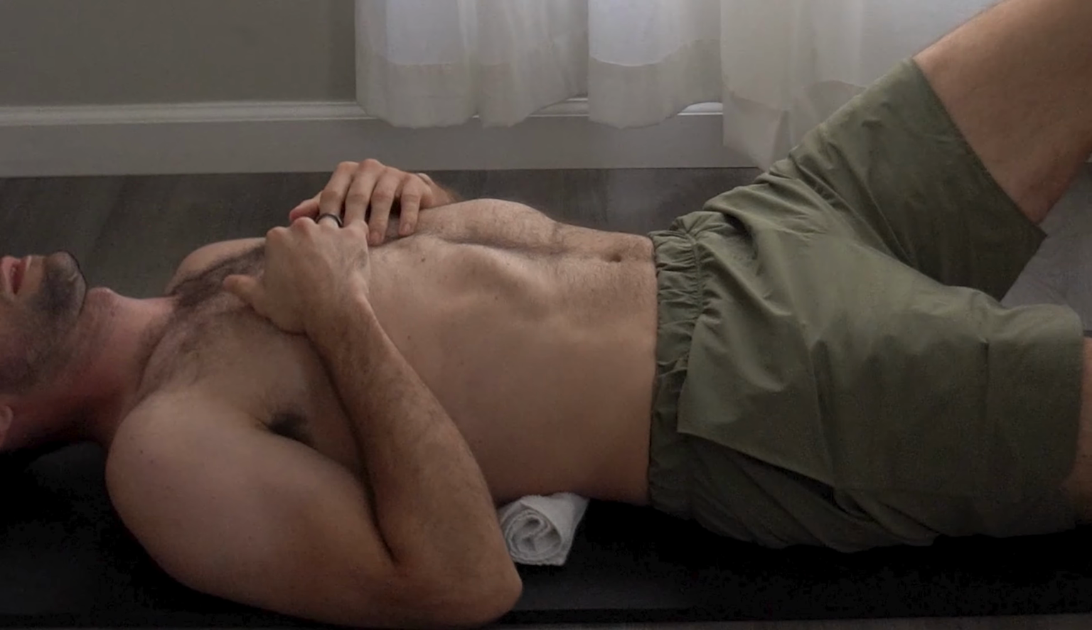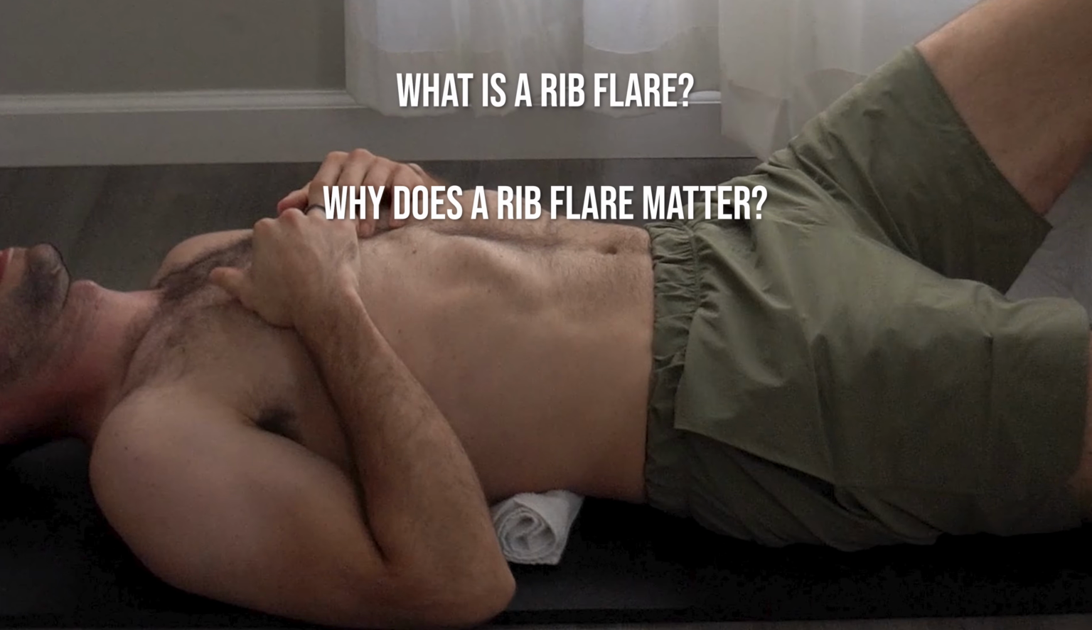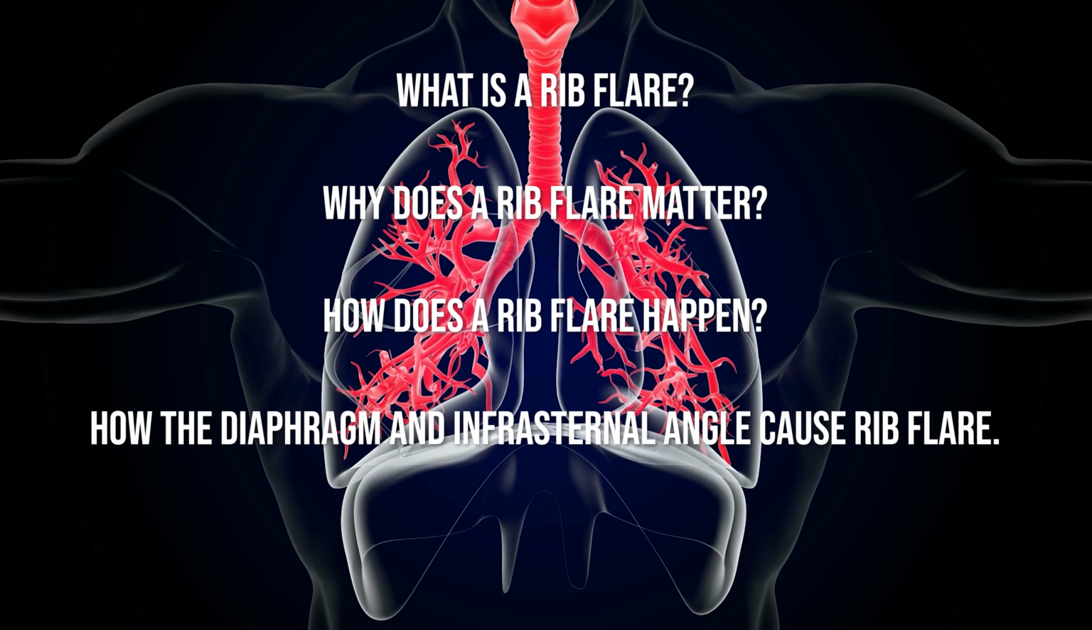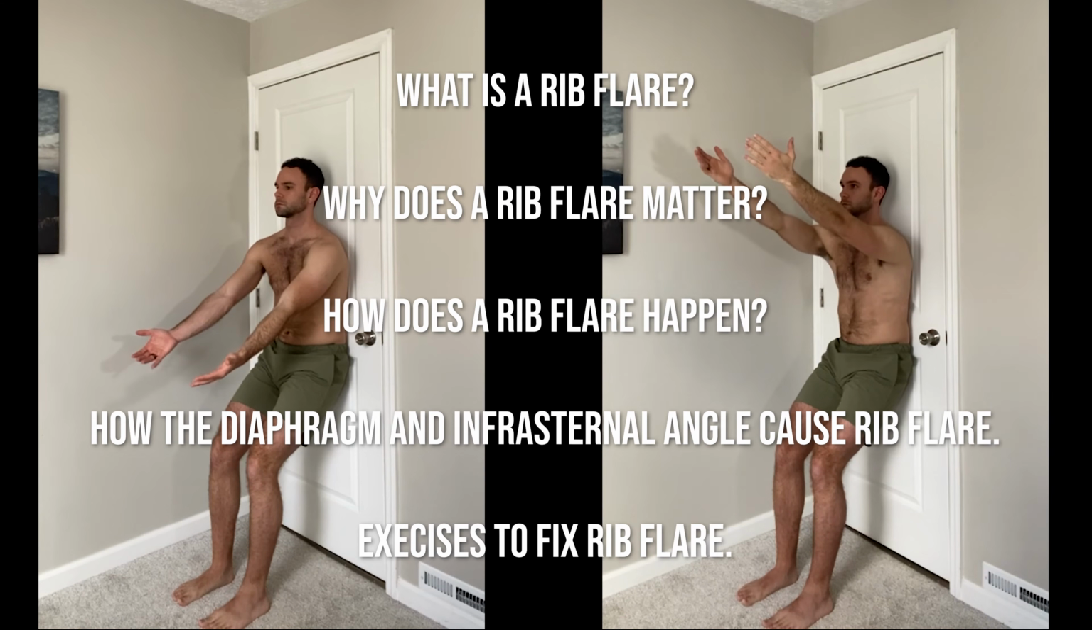So the main topics we're going to cover are what it is, why it matters, how it happens, the infrasternal angle and the diaphragm's effect on the rib flare, and lastly, we're going to give you a bunch of exercises that should help you out. So we're going to dive right into it.